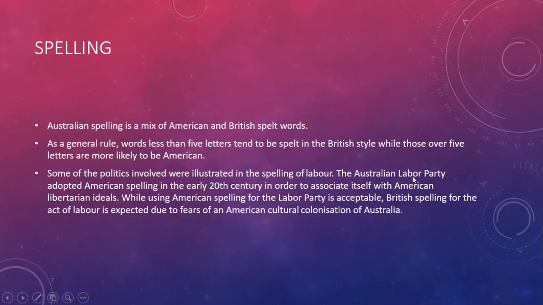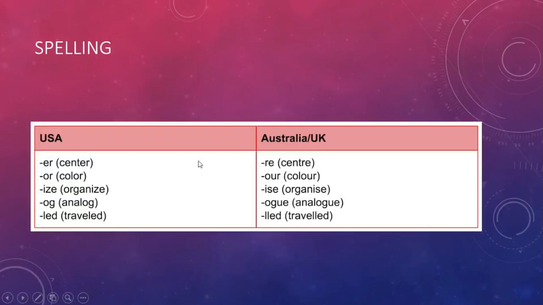But the American spelling is only in the name of the party. The noun labour uses LABOUR. They are actually following British spelling there. So that's a little bit confusing.